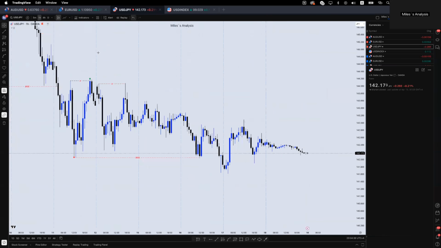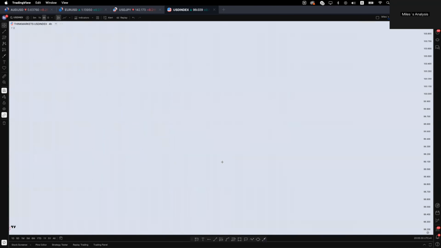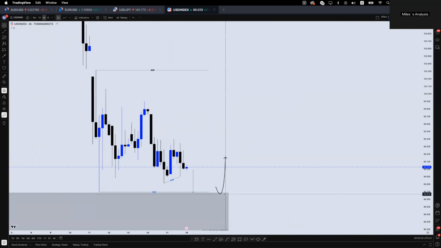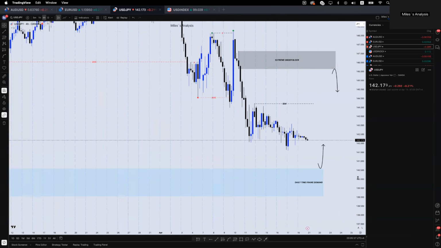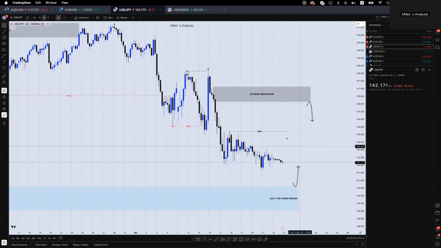So now if we go to the USD JPY on H4 time frame, you can see we have a similar thing to the USD index on the USD JPY. We're anticipating a small bearish push, then a bullish push after that. So as I was saying, on the USD index, we're anticipating a small bearish move, then a bullish push from this point of interest on the daily time frame. Same thing on the USD JPY. We're looking for a small bearish push up until this daily time frame demand zone. Then after that, I'll be anticipating a bullish reaction from this point. So this is for the H4 time frame.